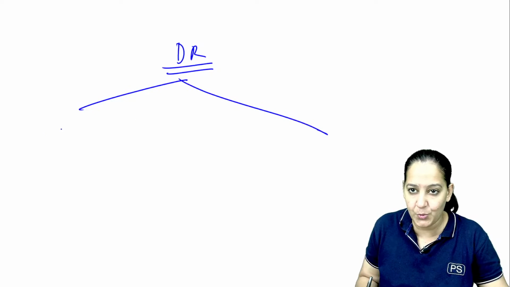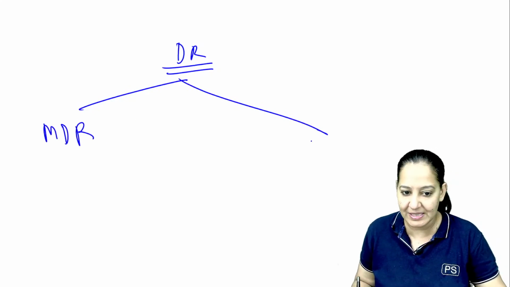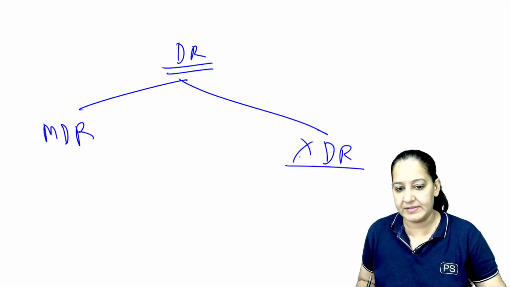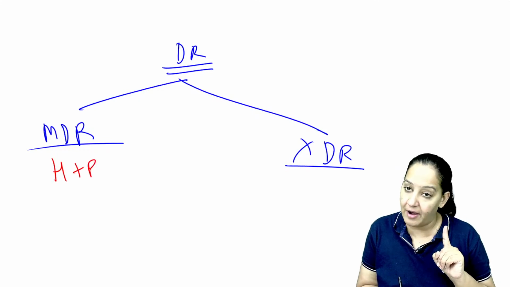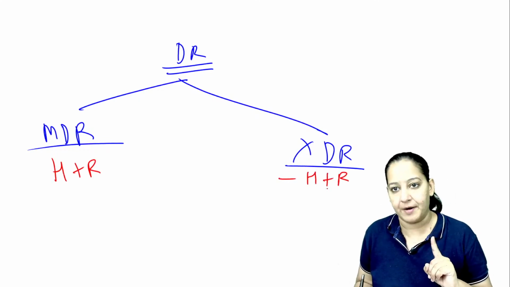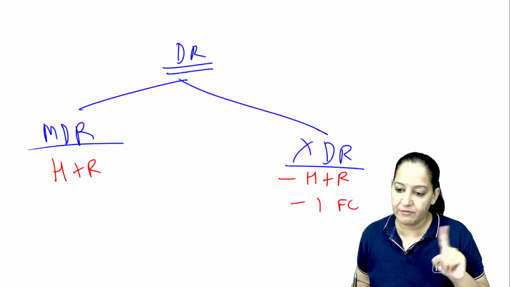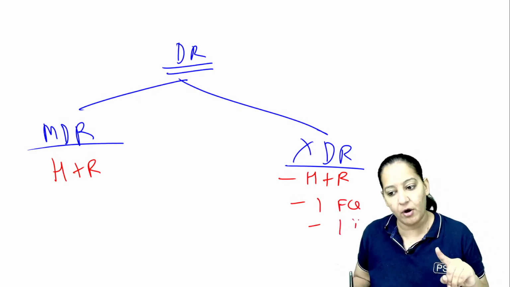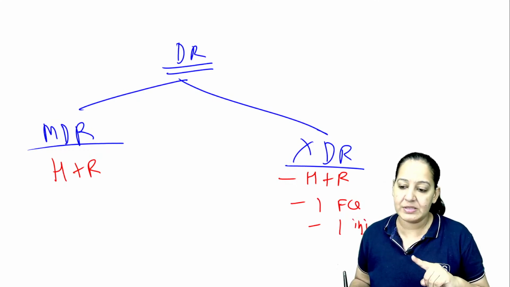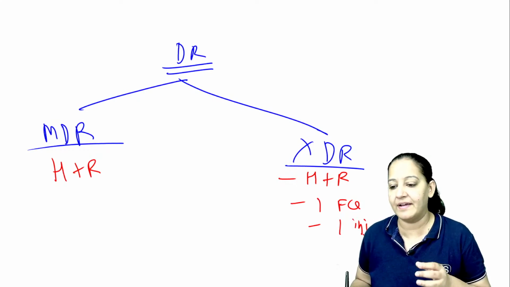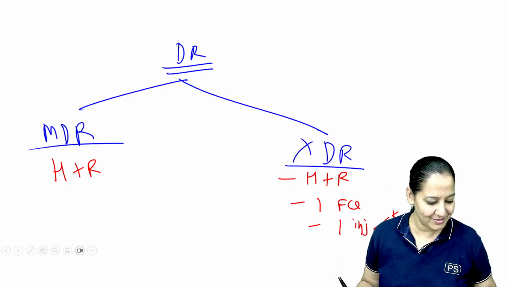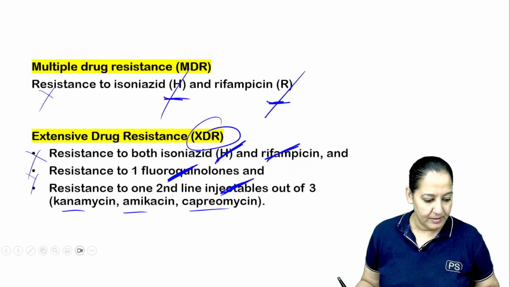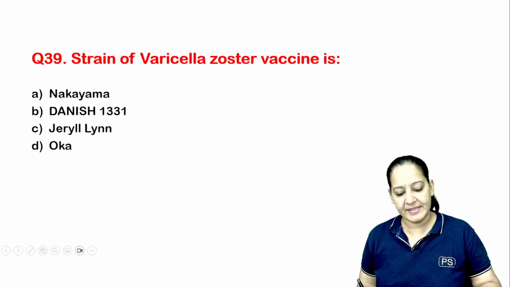You got my point? So what is drug resistance in TB? Now you can understand it well. The first is MDR, multiple drug resistance, and the second is XDR, extensive drug resistance. What is the definition? In MDR, the patient has resistance to H and R. In XDR, the patient has resistance to H and R, but along with that, resistance to one of the fluoroquinolones, and resistance to one of the injectable aminoglycosides, right? So either kanamycin, amikacin or capreomycin. You got it? Can we go ahead? Okay, so that is the thing. Let's go to the next question.